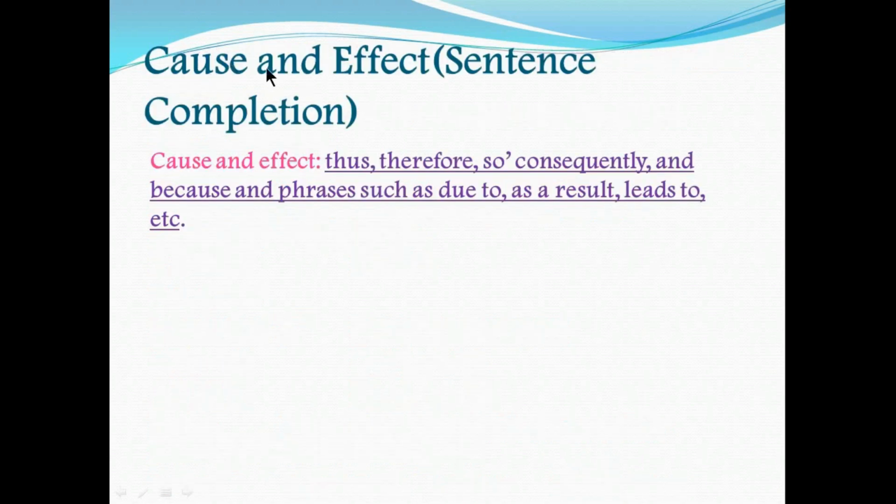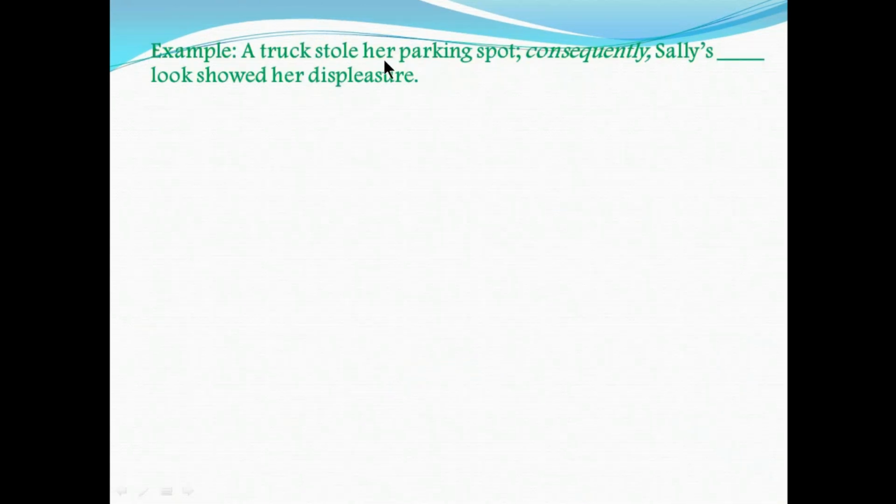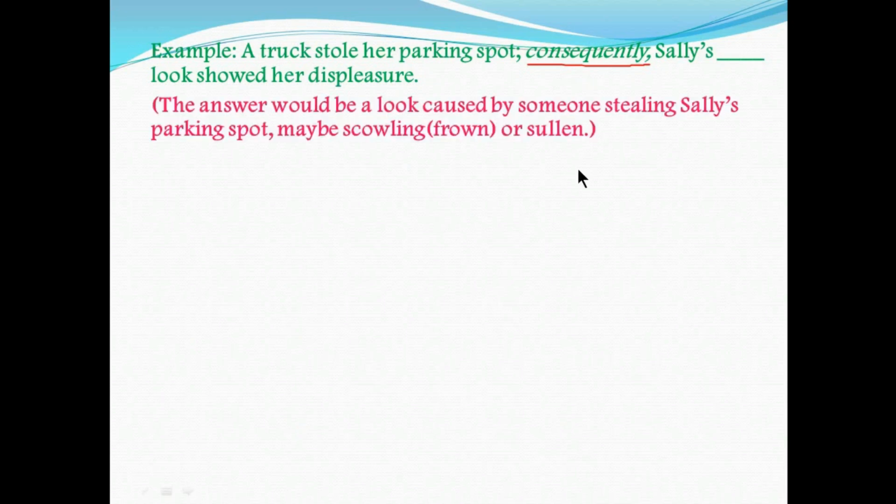The next type of sentence is cause and effect, that includes words like thus, therefore, so, consequently, and because, etc., and phrases such as due to, as a result, leads to. Here one part of the sentence basically describes something that causes something in the other part of the sentence. For example, a truck stole her parking spot, consequently, Sally's dash to shout her displeasure. Here consequently is the cause and effect word. Next sentence is basically the effect of the first one. So the answer would be a look caused by someone stealing Sally's parking spot, maybe scowling, meaning frown, or full of anger or sullen.